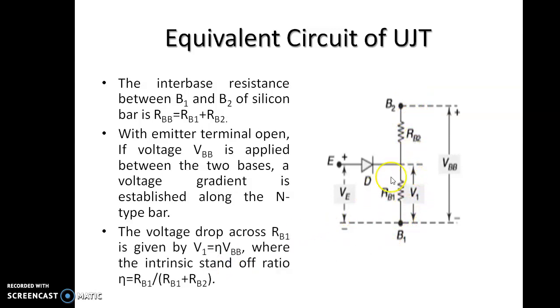The voltage drop across RB1 is V1, which is equal to eta into VBB, where eta is the intrinsic standoff ratio, which is given by RB1 by RB1 plus RB2. The typical value of the intrinsic standoff ratio is 0.56 to 0.75.